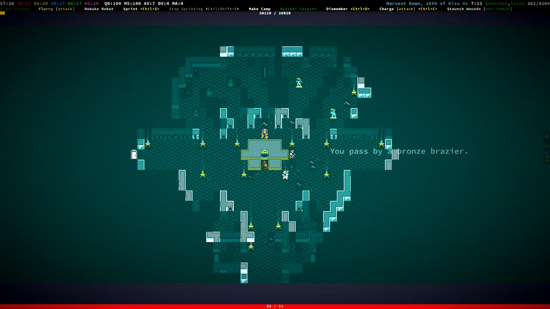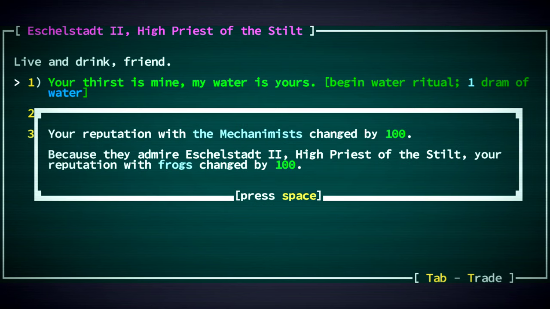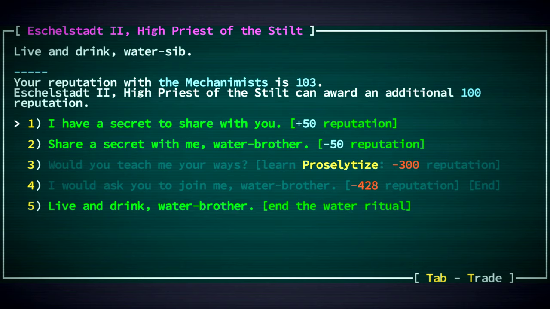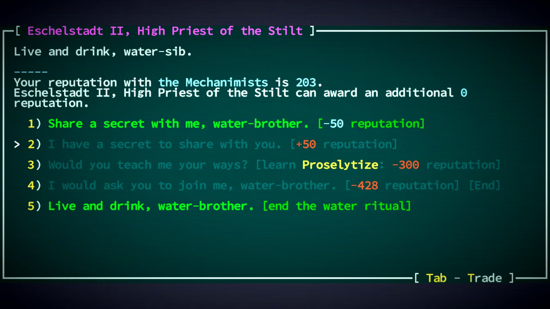Okay. And up here, we have Eschelstadt the second, High Priest of the Stilt. Do the water ritual with you. Now Mechanimists like us a lot more. Frogs like us more. And you will teach us proselytize, which is a huge skill if we can get enough reputation with you. So right now you can only give us 100 reputation. We'll take it. We'll give you a couple of locations. But that's all we can do right now.